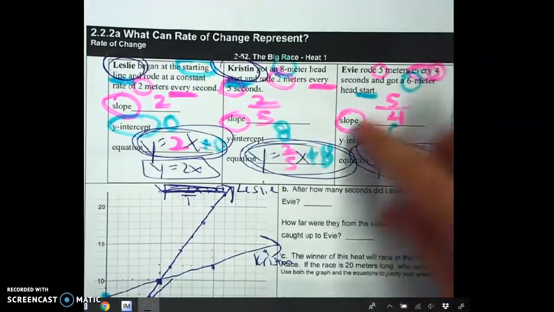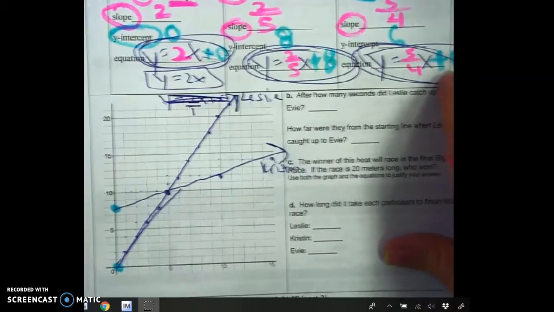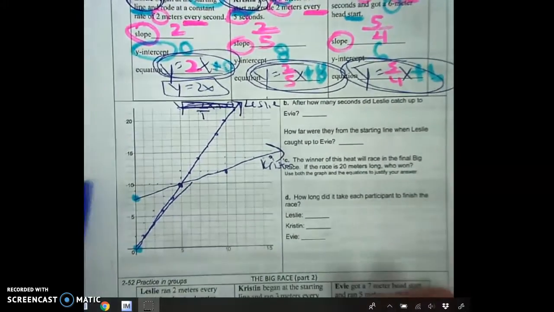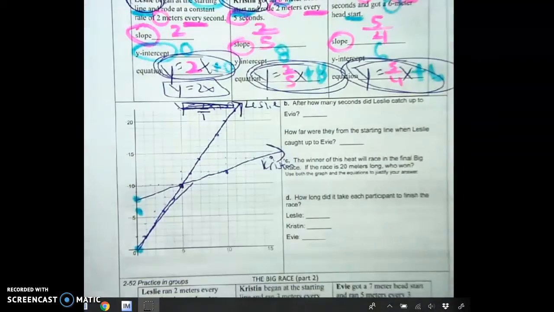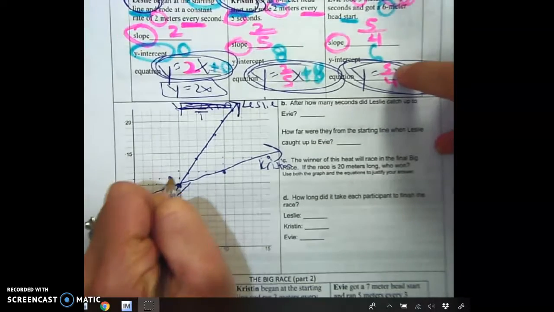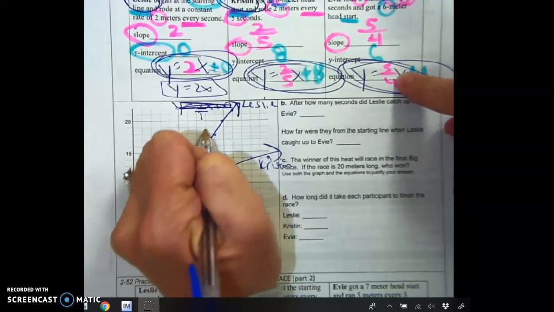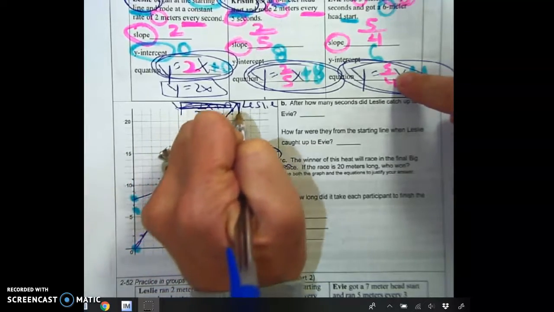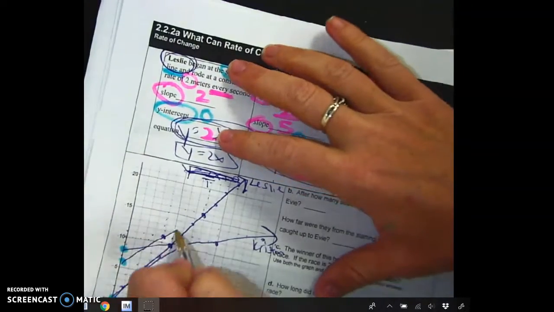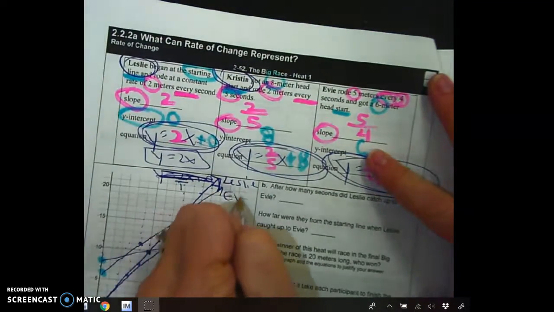And then last I'm going to graph Evie. So I'm going to graph Evie, which means I start at 6. Let me zoom out a little bit. I'm going to go up 6. And now I go up 5, right 4. Up 1, 2, 3, 4, 5, right 1, 2, 3, 4. Again, up 5, right 4. I'm going to connect those. And this time it is Evie.